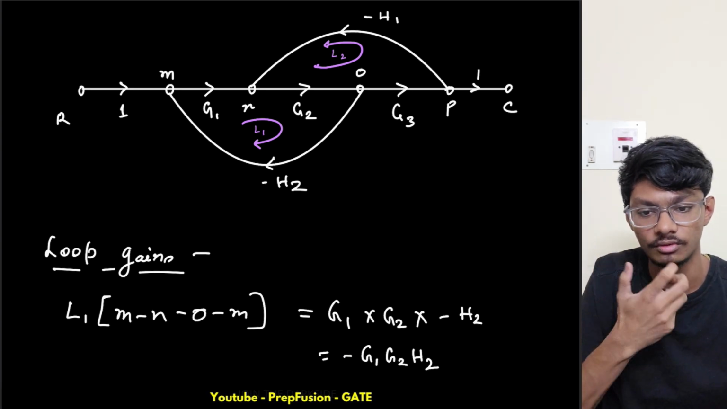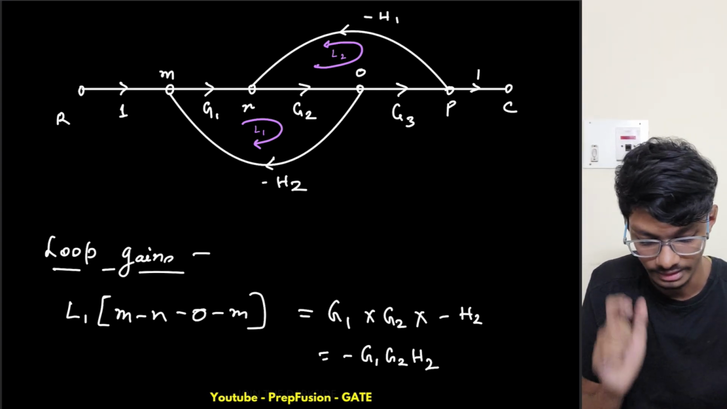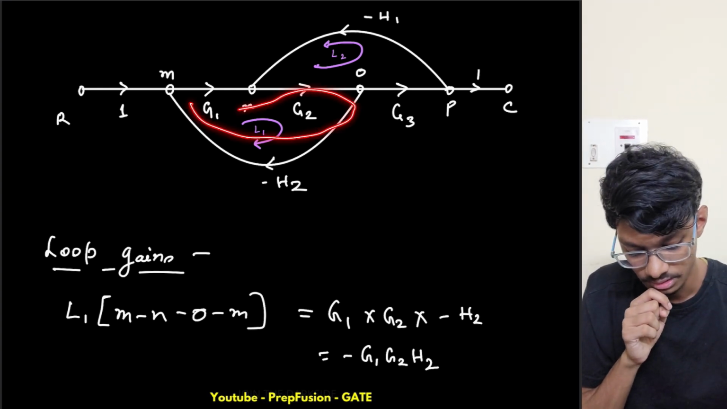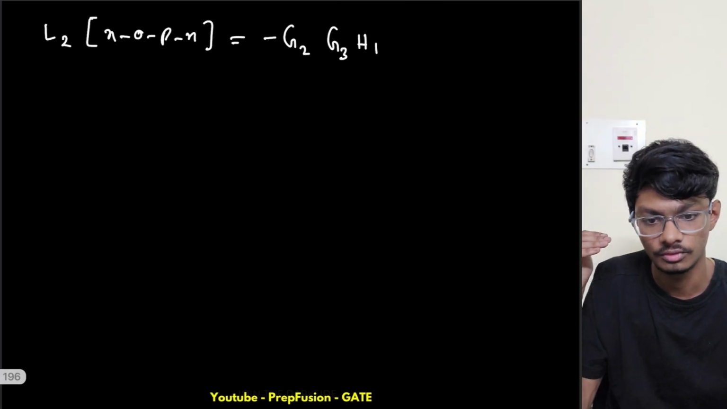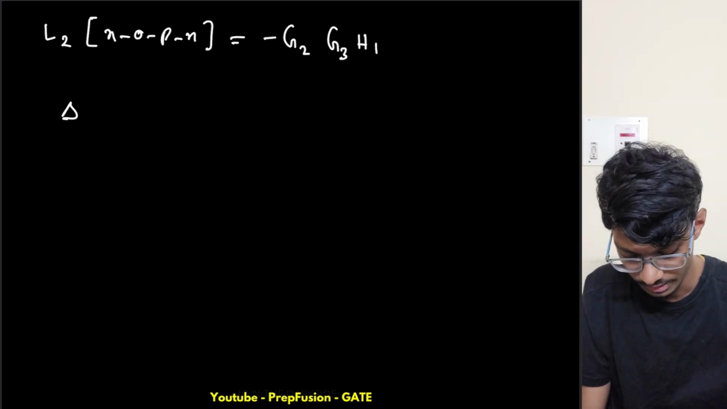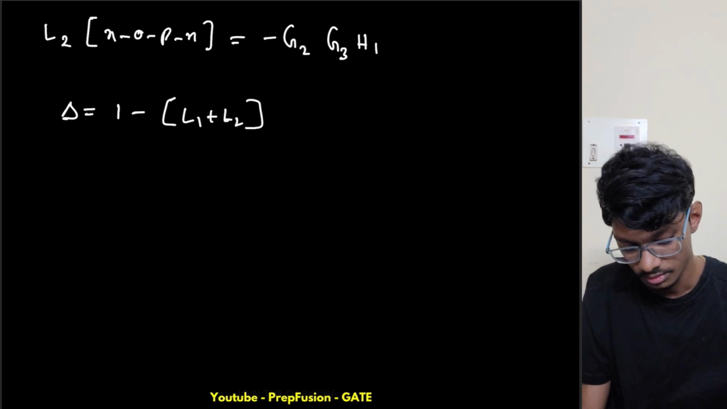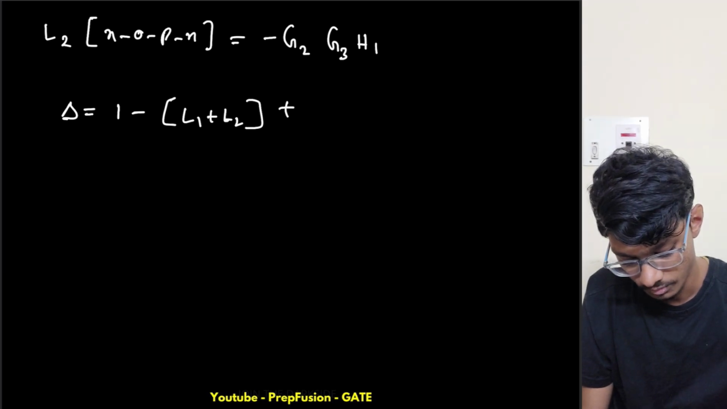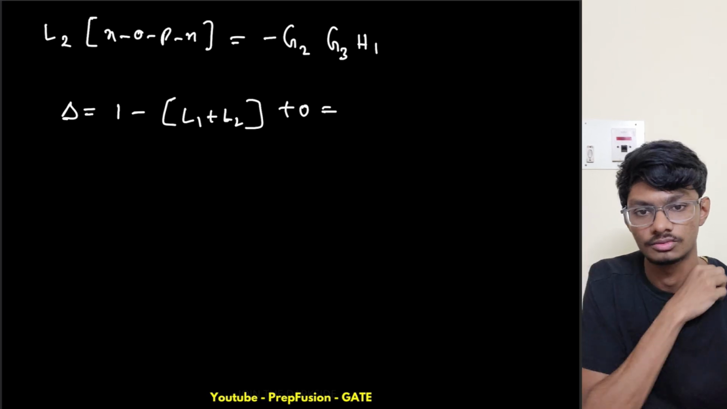As we have two loops, I have to again check for the number of two non-touching loops. Are there any combinations of loops that are not touching, that is, their nodes are not common? But here I can see that these two nodes, O and N, are common. So the number of two non-touching loops is 0. Hence delta equals 1 minus the summation of the loop gains, L1 plus L2, as in the formula, plus 0, as there aren't any non-touching loops present.